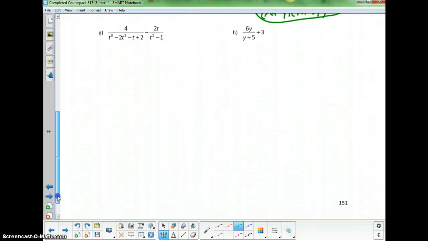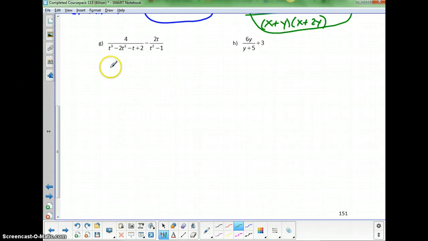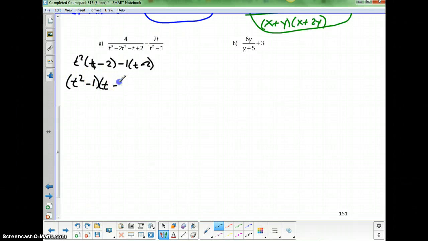Alright, and then I think 2 more examples here. Needs to be factored. So this one's going to be factored by grouping. I notice that I can take a t squared out of the first group. It's going to leave me with t minus 2. So take a negative 1 out of the second group to get t minus 2. So this will factor into t squared minus 1 times t minus 2. Okay. T squared minus 1 can be factored further into t plus 1, t minus 1 times t minus 2.